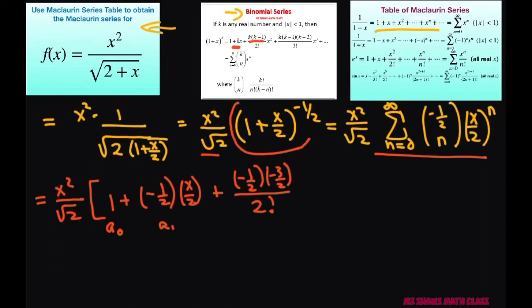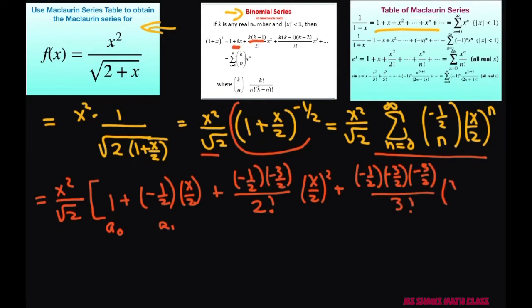Then we still have x divided by 2 squared, plus, I'm trying to squeeze this in, negative 1/2. Then subtract 1, you get negative 3/2. Subtract 1 again, you get negative 5/2, and that's going to be divided by 3 factorial. And then we have x divided by 2 cubed plus dot, dot, dot. And this was our second term here.